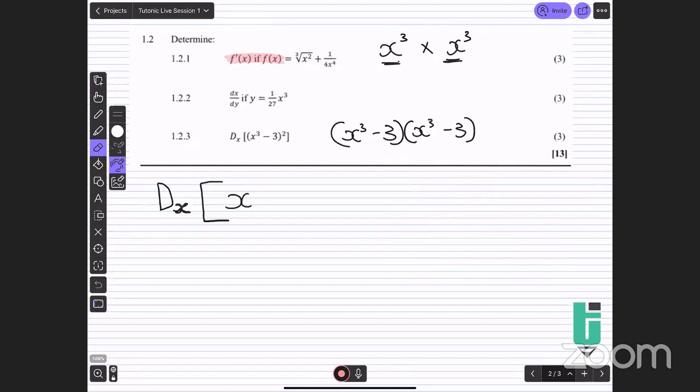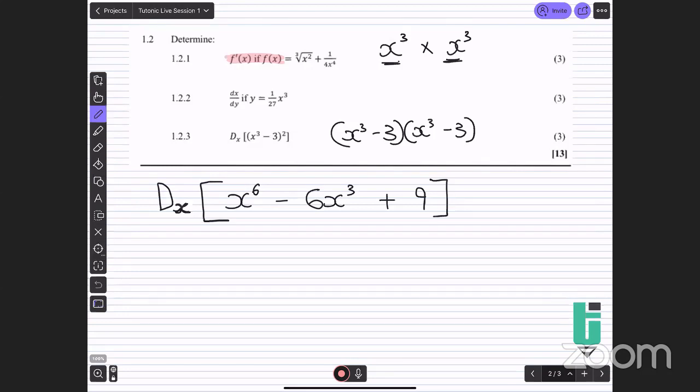Right. And then the middle terms: you will get minus 3x cubed, and then minus 3x cubed again, and so it's minus 6x cubed, and then you get plus 9. Right. So all we've done is we've just expanded it. We haven't found the derivative. Do you guys agree? We just made it look nice.